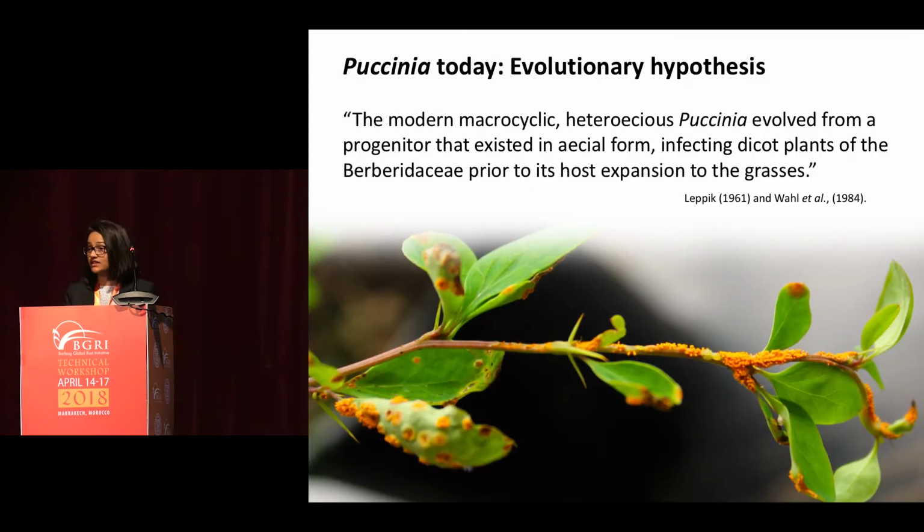However, today, like Iago said, I am going to give a completely new perspective, by introducing this evolutionary concept that the modern-day macrocyclic heteroecious Puccinia we have today evolved from a progenitor that existed in an aecial form, infecting dicot plants that belong to Barberry, even prior to its expansion to the grasses. So the point here is Barberry has been dealing with the stem rust a long time longer than wheat has. So we are asking, can we learn something new, or some new ways to cope with this pathogen, by looking into this evolutionary relationship between Barberry and the stem rust?